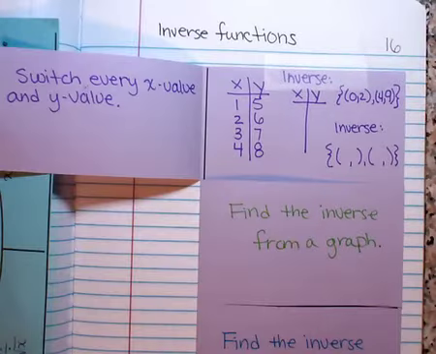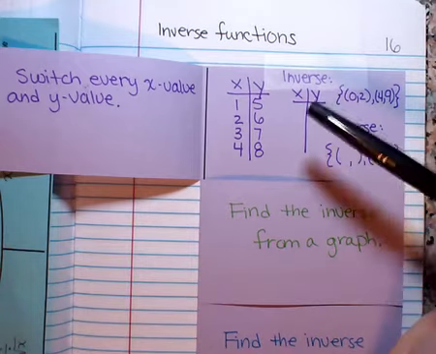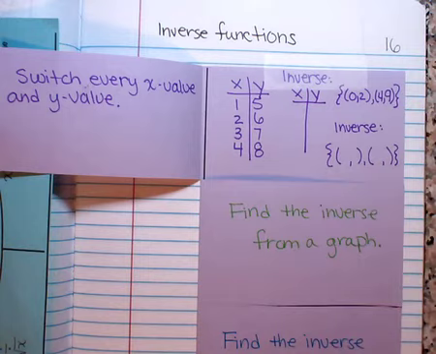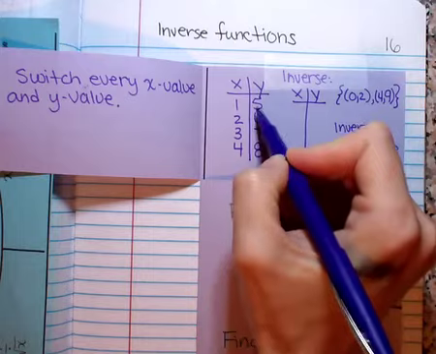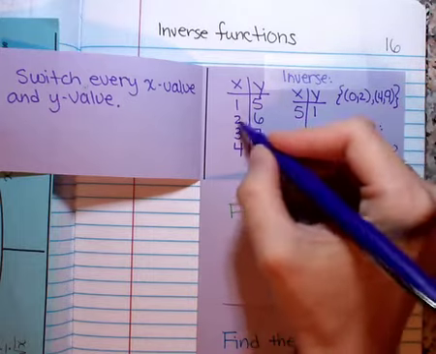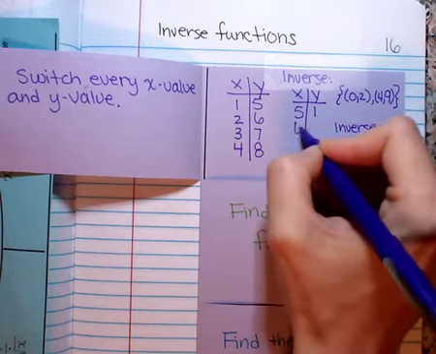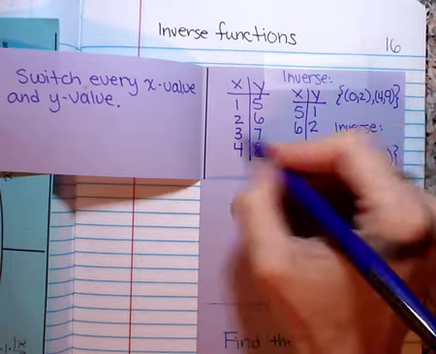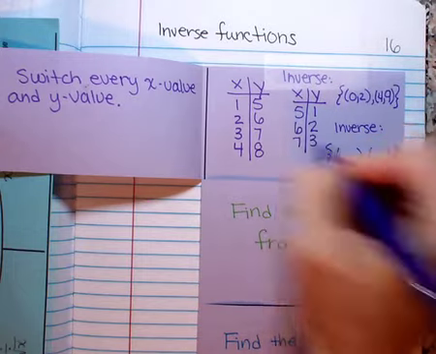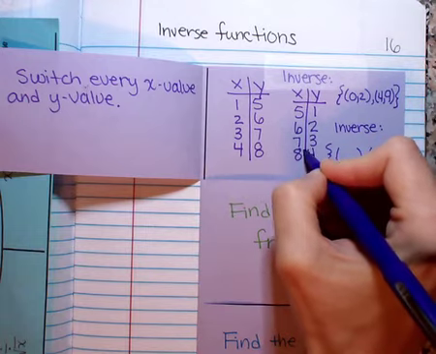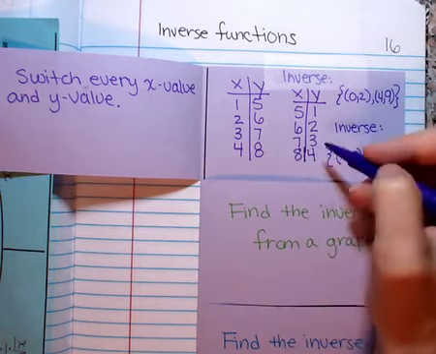And to find the inverse using a table, we're going to switch every x value and y value. For example, in this table, we have x is 1 and y is 5. So our inverse, we will switch those points and have 5, 1. Or x is 2, y is 6. We'll switch those, so x is now 6 and y is 2. Or for 3, 7, we would switch them and it would be 7, 3. And our last point from 4, 8 would become 8, 4. And that would be our inverse table.